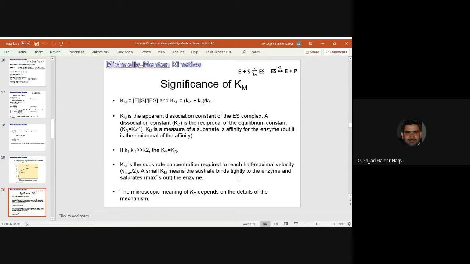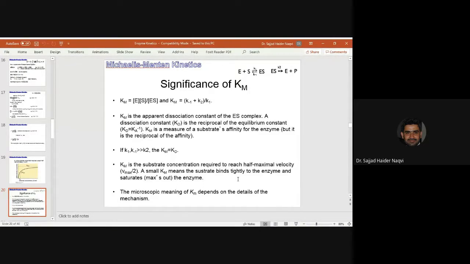And that means it will be less saturated because as substrate binds, it is quickly transformed into enzyme and product, and it's available for more substrate to bind. And that's how the reaction is increased. So the microscopic meaning of the Km depends on the details of the mechanism.